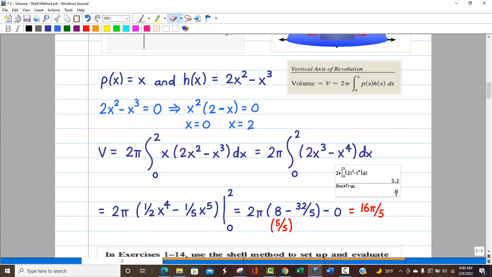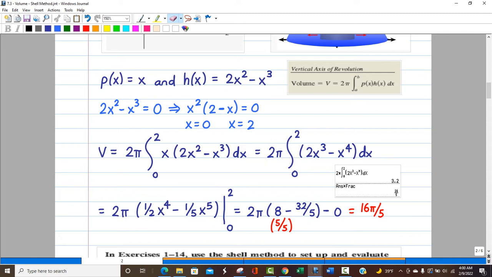And so that would make that 40 over 5, which makes the whole inside 8 over 5 times 2 pi, and then minus 0, so you get 16 pi over 5. Now, when I did this in the calculator, I forgot to write the pi here. I have it written down in the next example that I do.